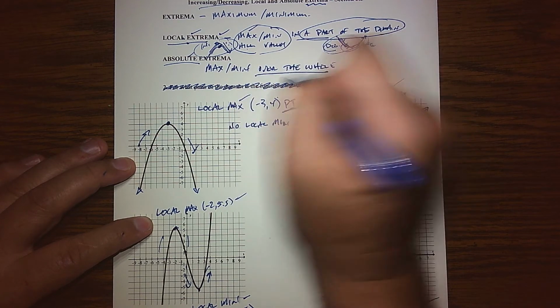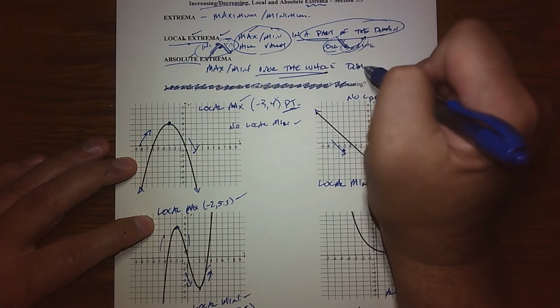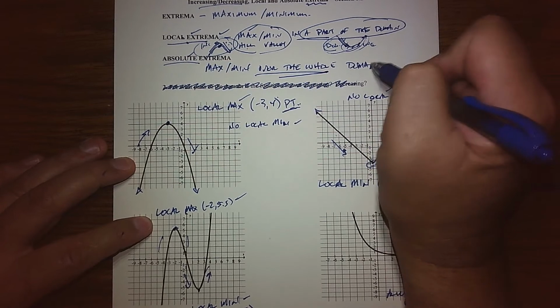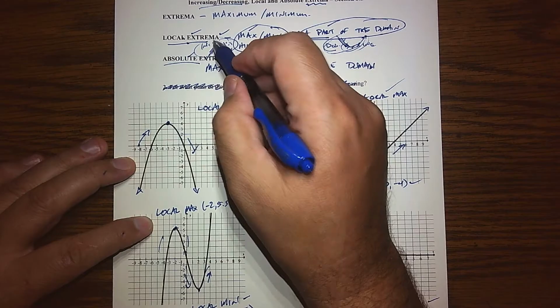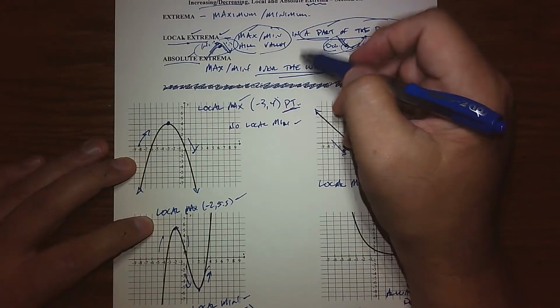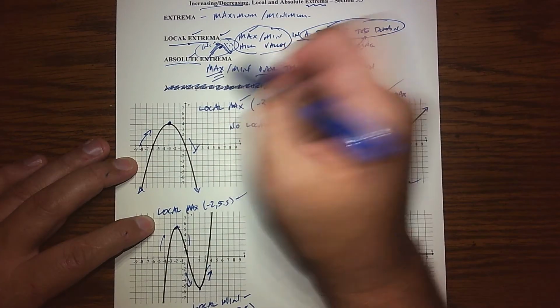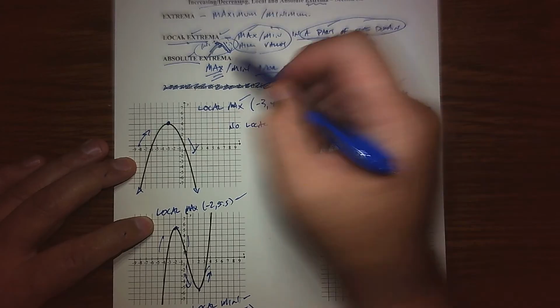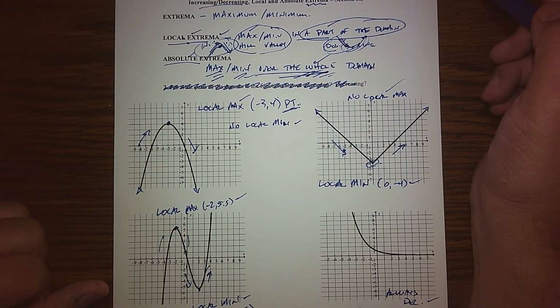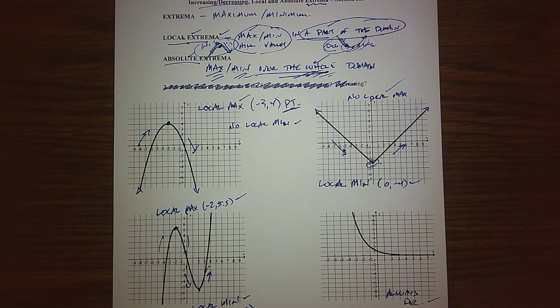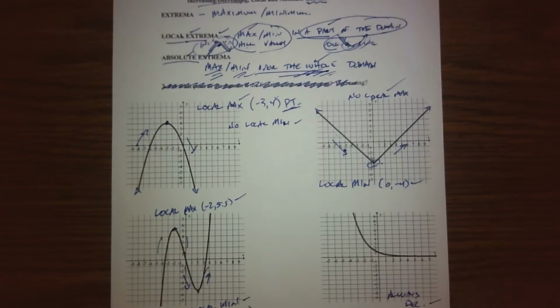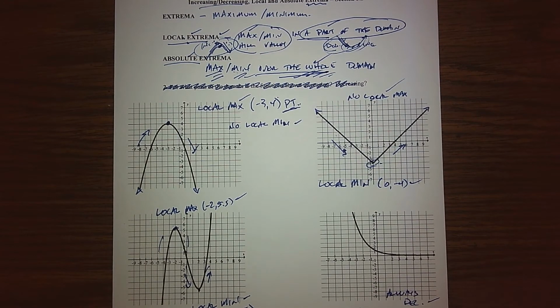whole domain. So rather than considering parts of the domain like local extrema, we're talking about the entire domain. This is your highest point, or for the entire domain, this is your lowest point. So it is truly the highest value for everything within the domain. There's no other higher output, or there's no other higher or lower input.